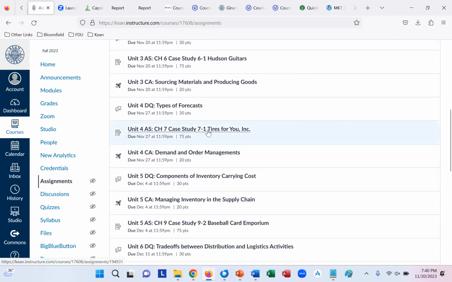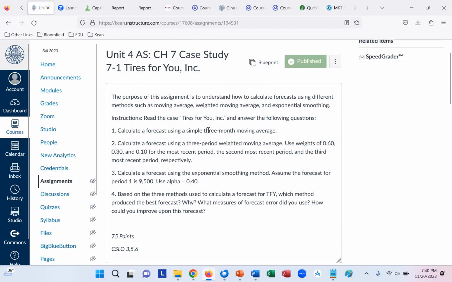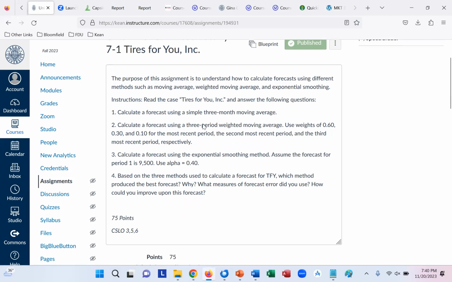Then this week, the case study focuses on Tires for You, Inc. It basically focuses primarily on calculations regarding forecasting. So you're asked to read that case, Tires for You, Inc., and answer the following questions.